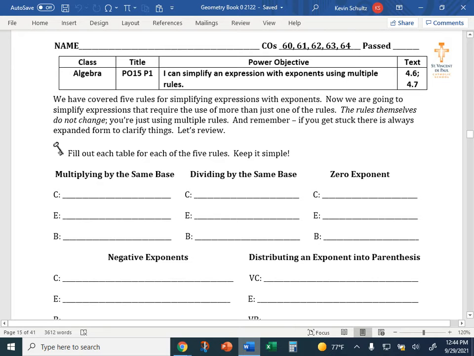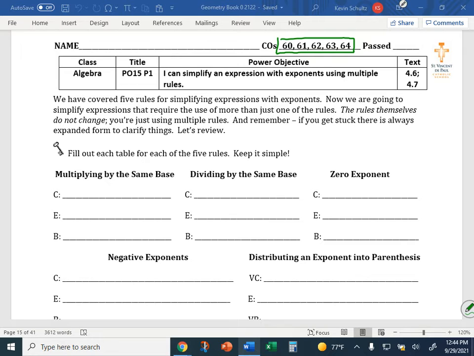Good day, geometry. We have made it to our final objective of the unit, and it's a PO because look at all the objectives that are going to be helpful information to do PO15. Basically, because now we take all those individual rules and we put them all together. You'll be multiplying by the same base with negative exponents. Well, you got a zero power in parentheses with dividing by the same base on the outside. Sounds fun, okay? So this is what I would recommend you put on a help sheet.